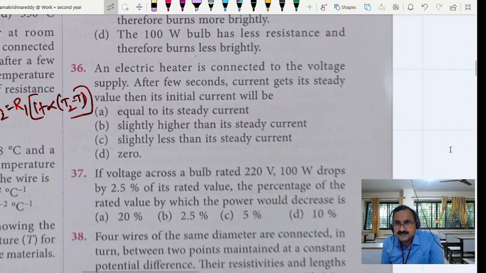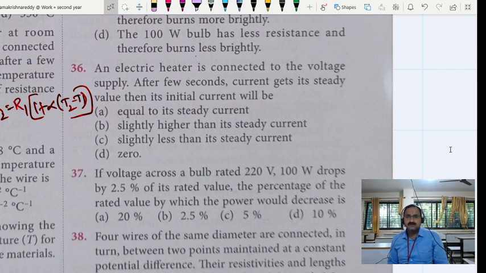For the next one: an electric heater is connected to the voltage supply. After a few seconds the current gets its steady value, then the initial current will be... So this is also a known one. When an electric heater is connected to the voltage supply, after a few seconds the current gets a steady value. You study this in growth and decay of currents. We observe that after a few seconds the current gets a steady value, and they are asking about the initial current. So initially it is higher, then what happens?